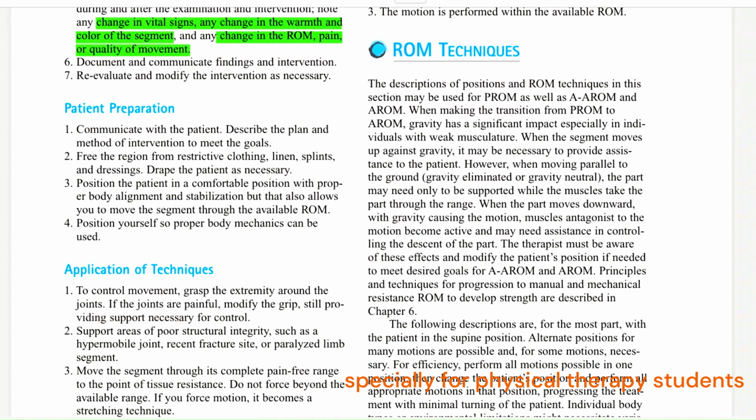We will discuss how to apply them effectively, the role of gravity, and patient positioning, like how to transition from passive to active movement. So let's start from here.